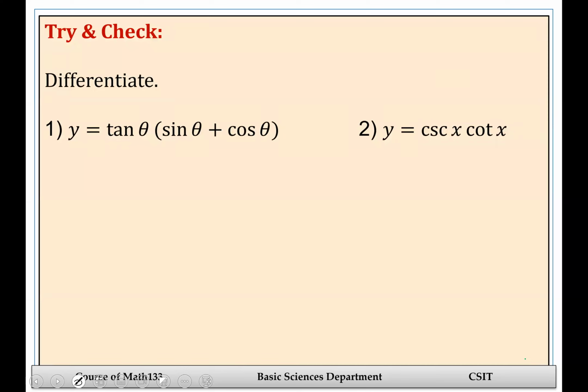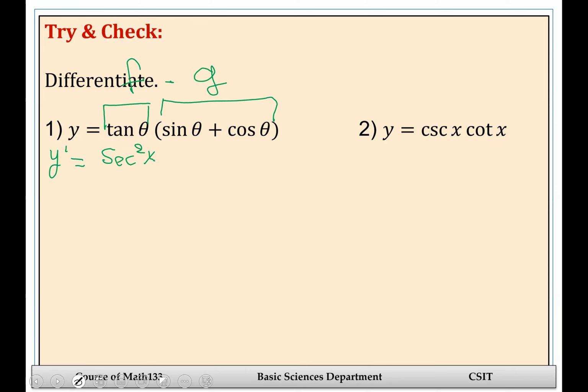Let me do the try and check example here. So we want to differentiate the first function, y prime. So y prime is equal to the derivative of tan, which is secant squared. We saw this. So here I will apply the product rule. This is my first function. This is the second one. It's like you have f times g. So that's the product rule. And we know that the derivative of tan is secant squared.